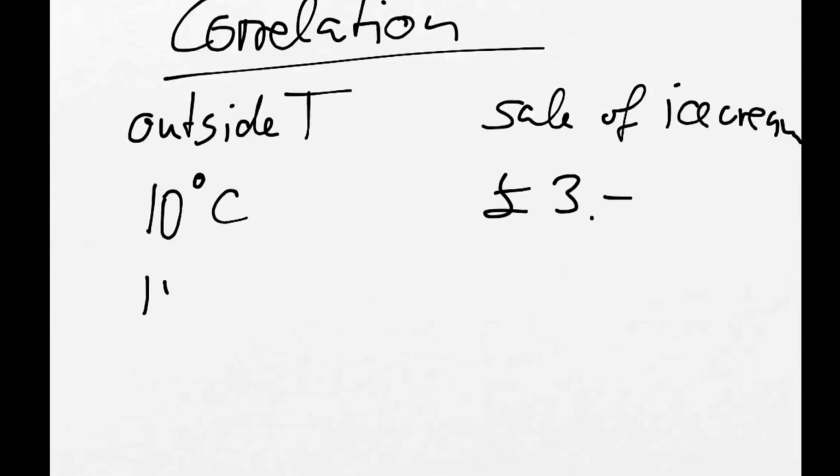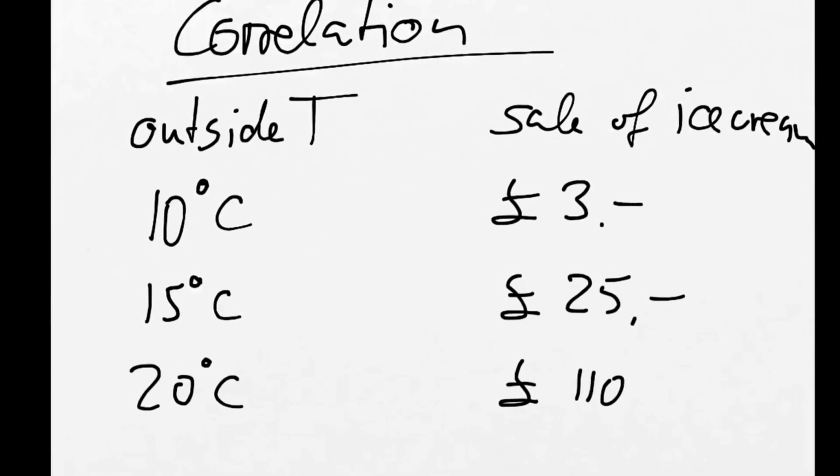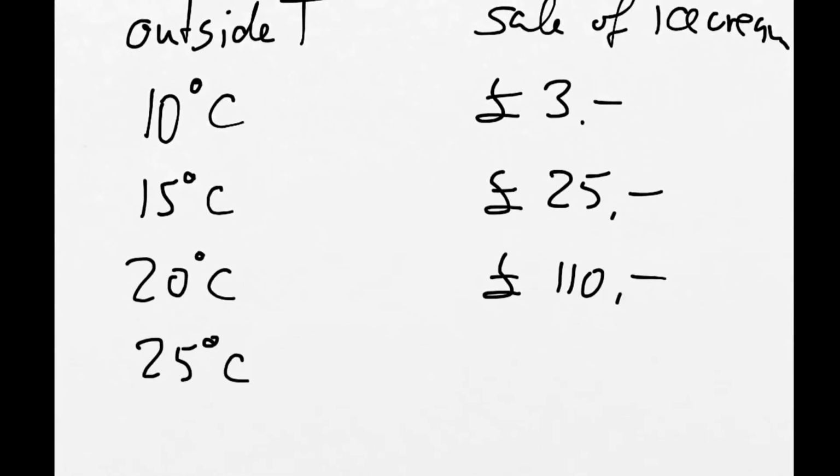Now at 15 degrees, the sale goes up. We have maybe £25 sale. 20 degrees, yay, things go up even more. Let's say we have £110. 25 degrees, yes, we reach the £333 range. Yeah? And what you see here is we have a nice relationship.